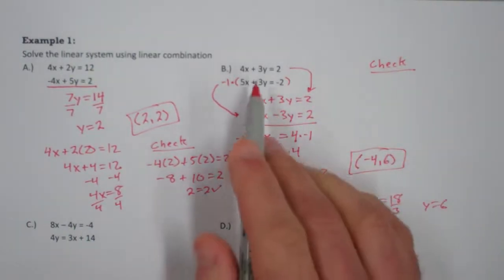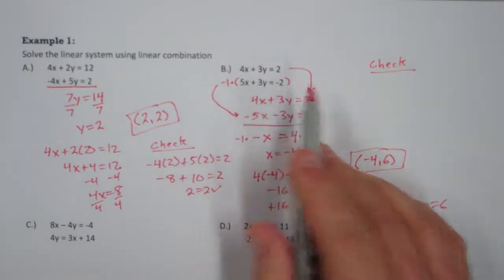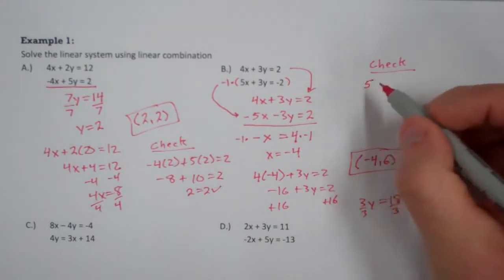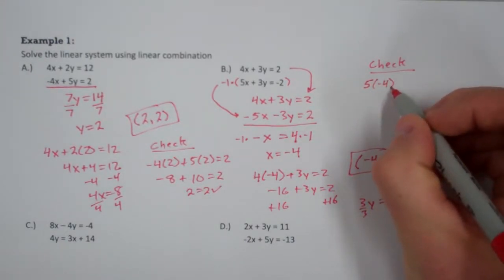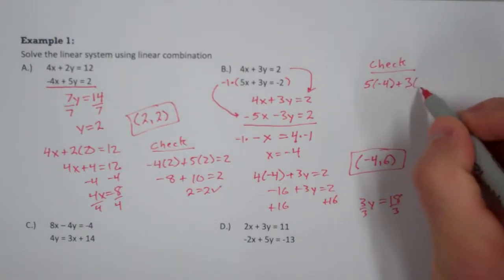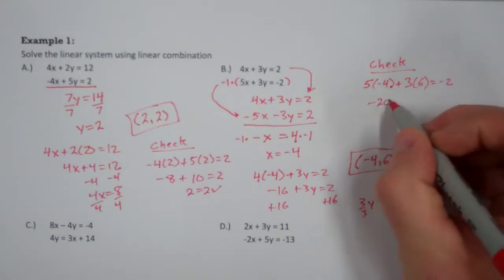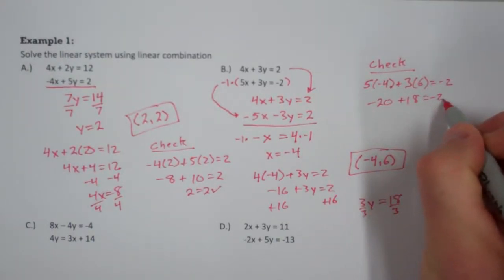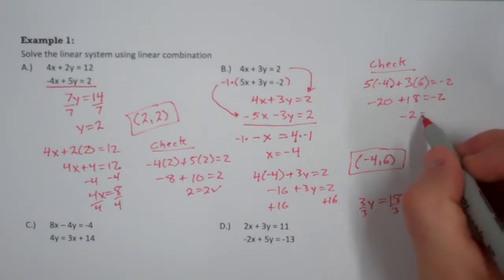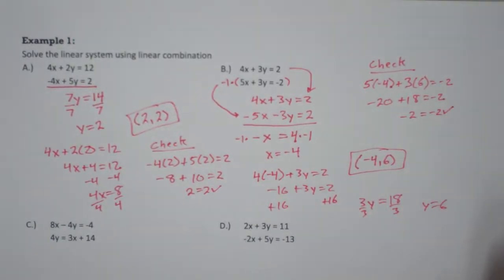So for the check, we just used this one. We're going to use the one we didn't use last. So that's 5x, or 5 times negative 4, plus 3y, or 3 times 6. We're just substituting those values in. So we've got negative 20 plus 18 is equal to negative 2. Negative 20 plus 18 is negative 2. And this one checks. We are good to go.